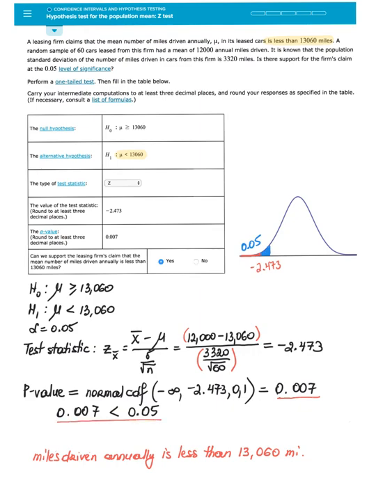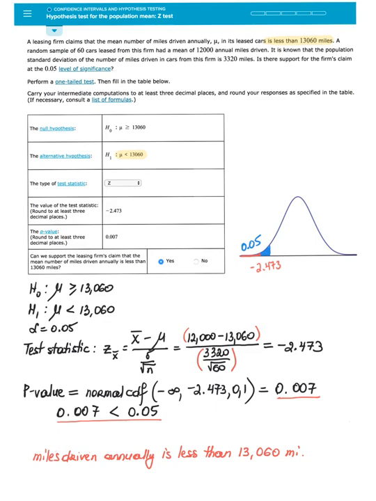means my test statistic lands in the rejection region and I need to reject the null hypothesis and therefore accept the alternative. Therefore, I can conclude and say, yes, the claim is correct based on the evidence we have. Miles driven annually for this company's leasing fleet is less than 13,060 miles.